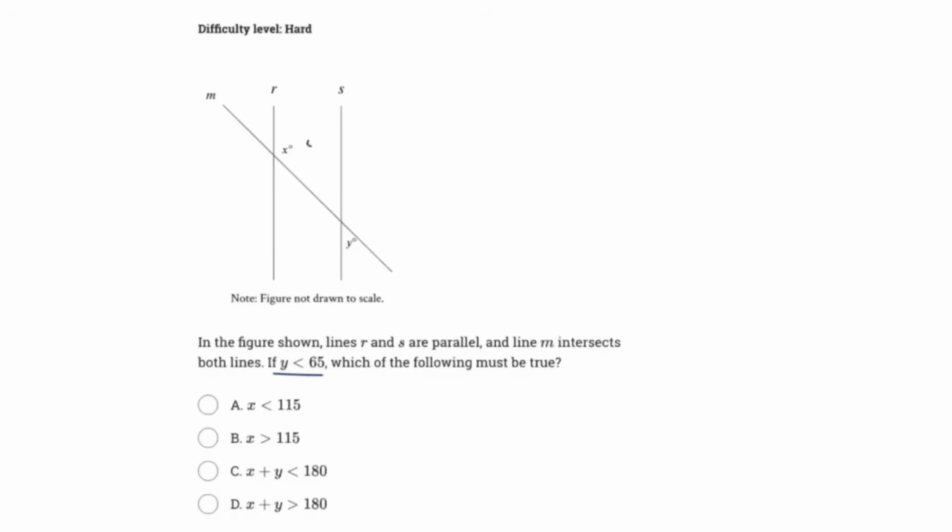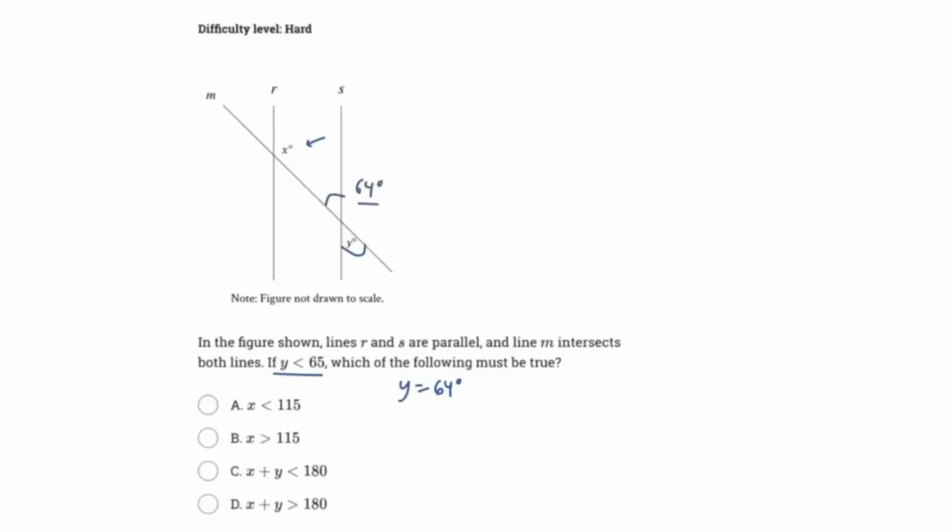So X is this angle right here. And because it says Y has to be less than 65, and which of the following must be true for all values of Y, we could just plug in a random value for Y. So let's just call Y 64 degrees, right? Because that satisfies that equation. And so now we know that this Y right here is 64 degrees. And so the angle opposite of that, that's going to be a vertical angle. So this is also going to be 64 degrees.